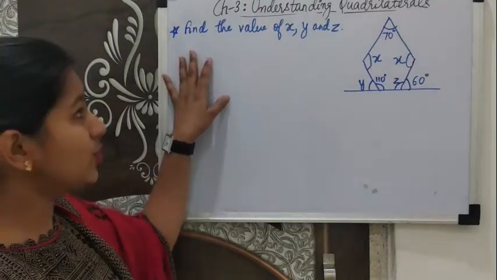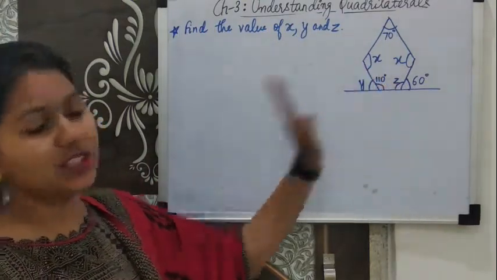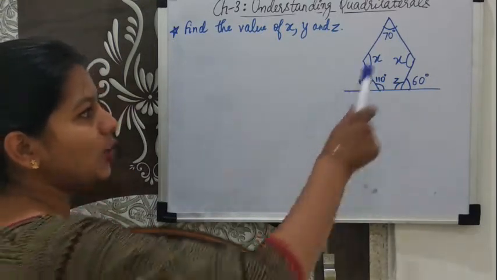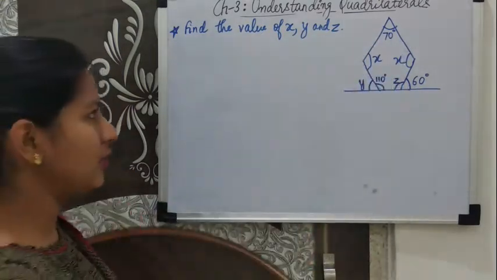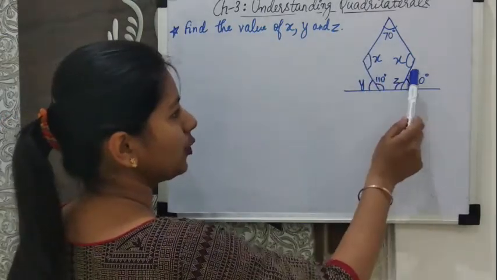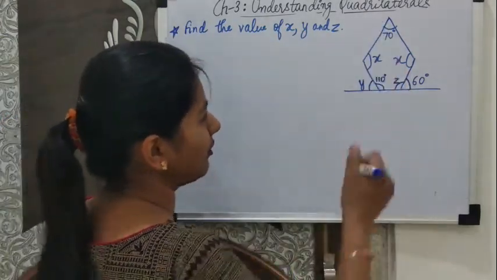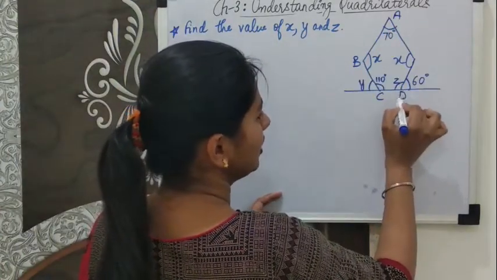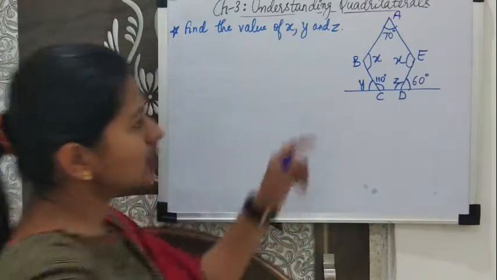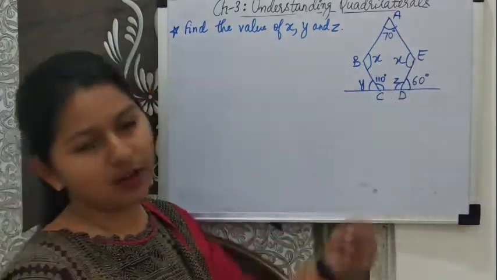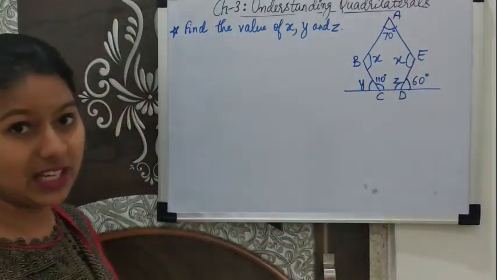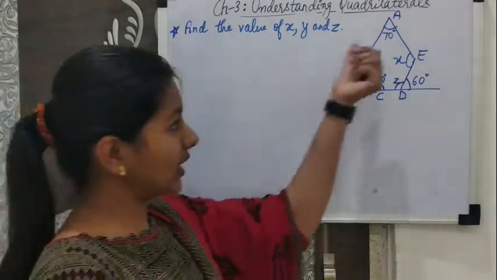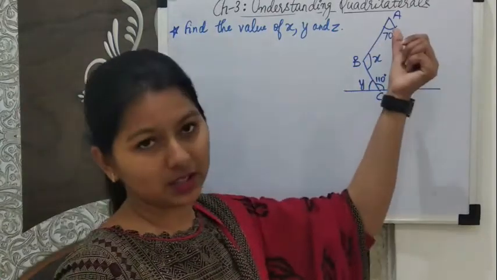Okay, now here is a question regarding the angle sum property of this polygon. First of all, we have to see how many sides this polygon has. 1, 2, 3, 4, 5. This polygon has 5 sides. Let me name this A, B, C, D and E. So this is polygon ABCDE, which has 5 sides. So for 5 sides, we have to think what can be the angle sum property of this polygon.